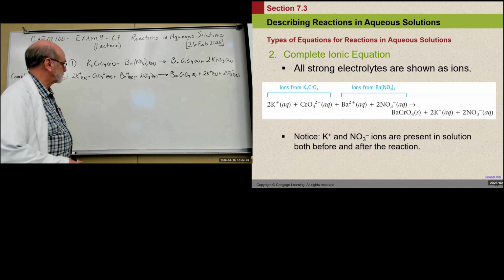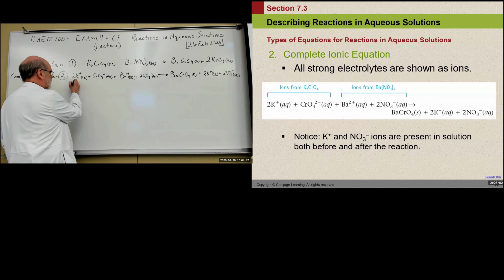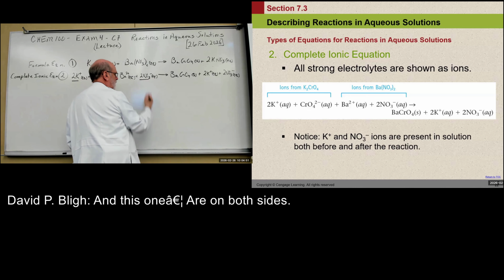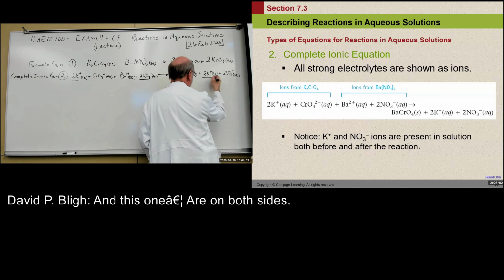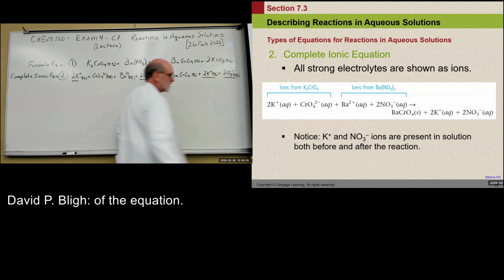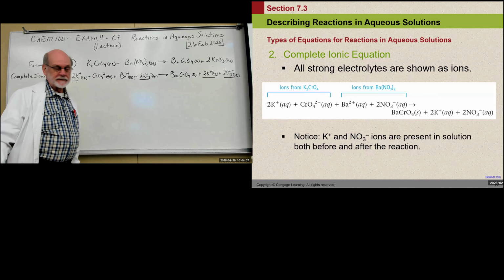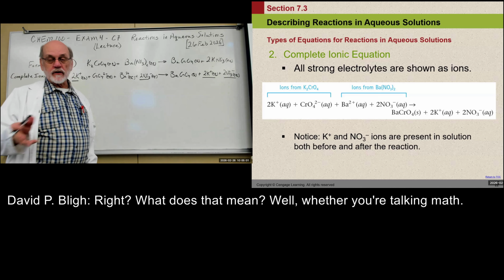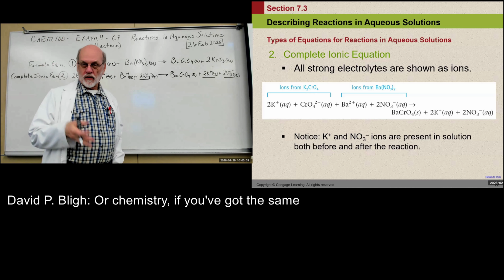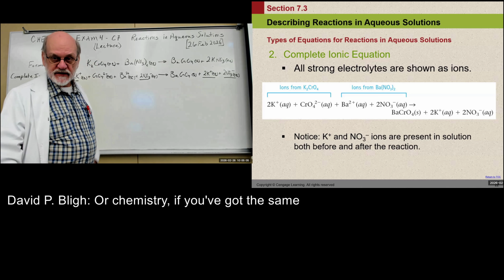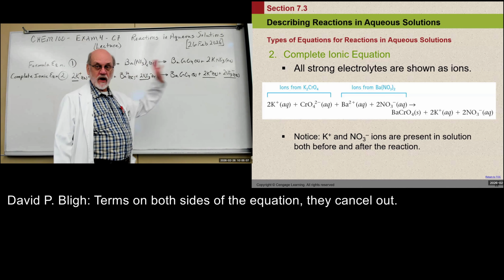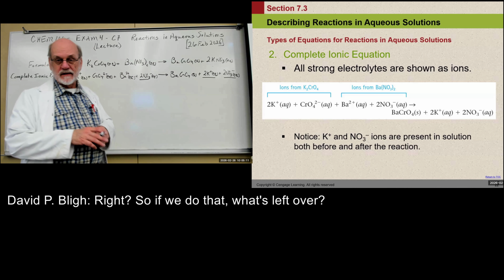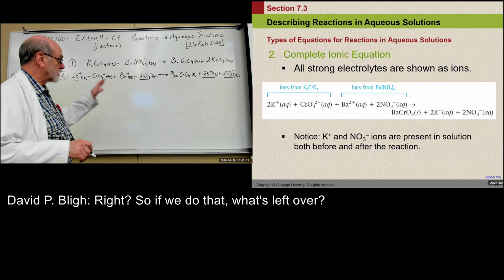Notice one thing. This one and this one are on both sides of the equation. Right? What does that mean? Well, whether you're talking math or chemistry, if you've got the same terms on both sides of the equation, they cancel out. Right? So if we do that, what's left over?